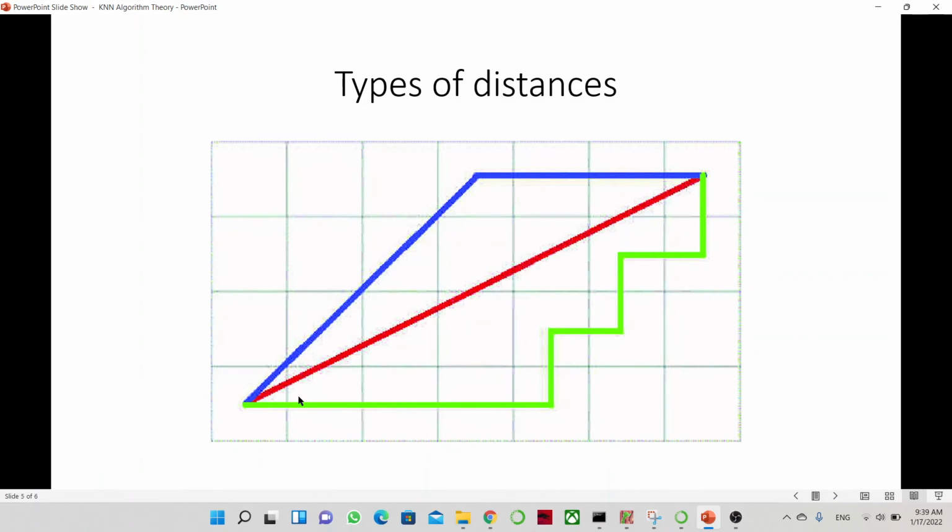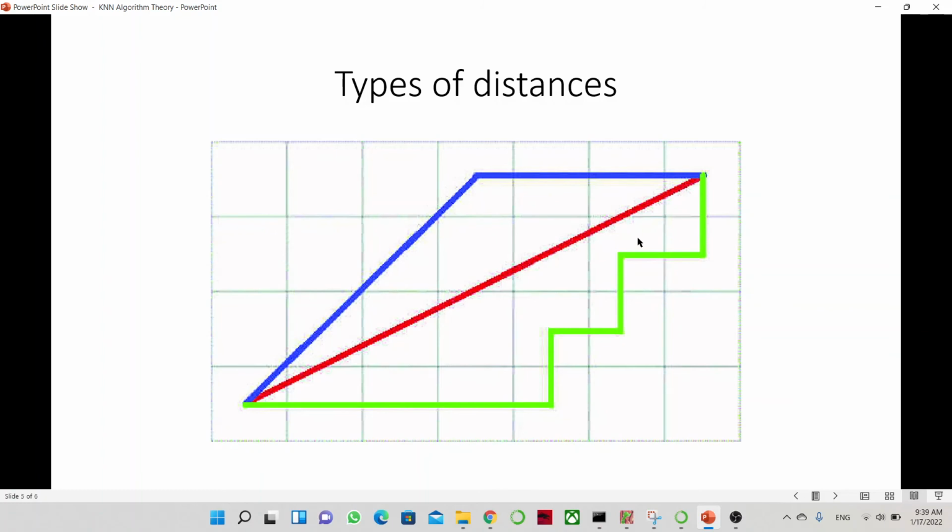Okay, so with Manhattan, we can only move in vertical and horizontal strides, so it's going to be this, which is longer than the direct distance between these 2 points. And that's Minkowski. As you can see, it's a mix between them, so it moved here diagonally and then horizontally.